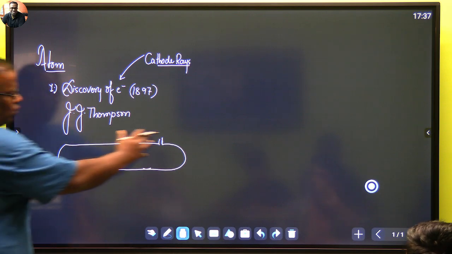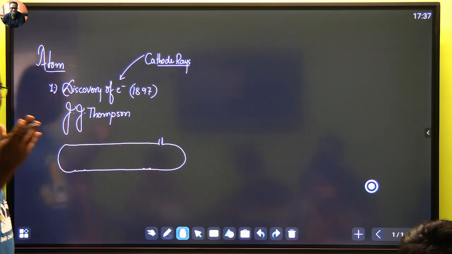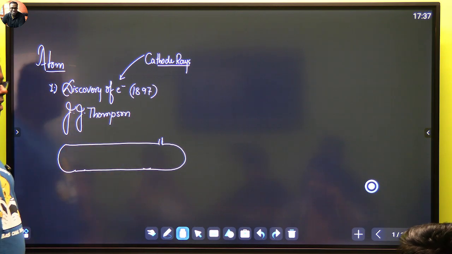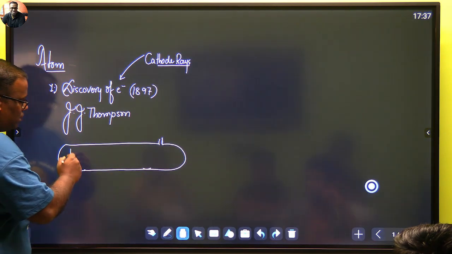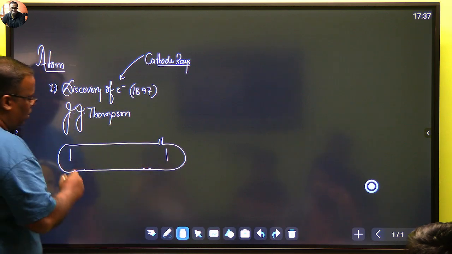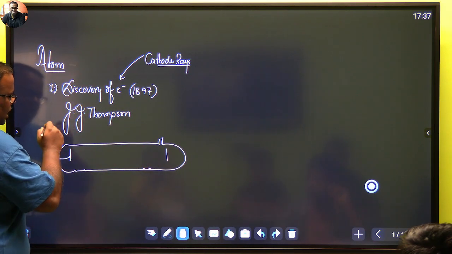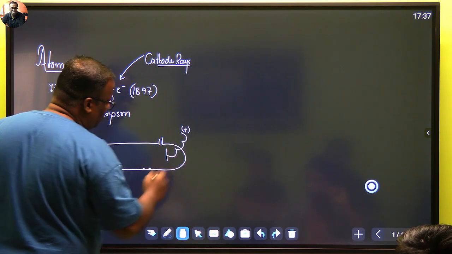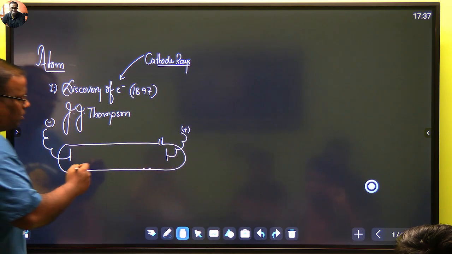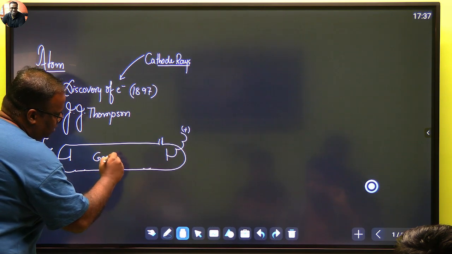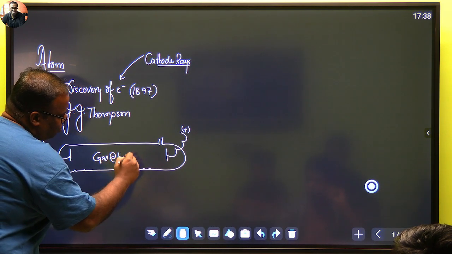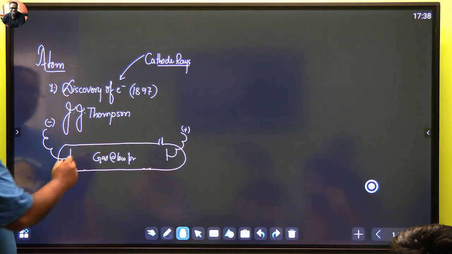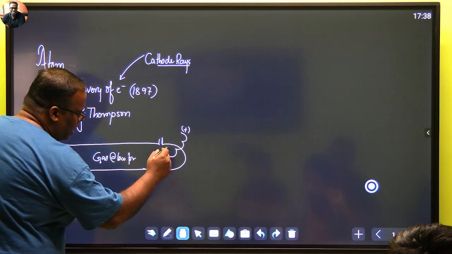So a tube was taken. They took out all the pressure from the tube. इसको vacuum कर दिया, and two plates were taken. One of the plates obviously was connected to the negative side, and one of the plates was connected to the positive side. He took gases at a very low pressure, almost vacuum कर दिया. And then when high current was passed, he found that there is a glow behind the anode.